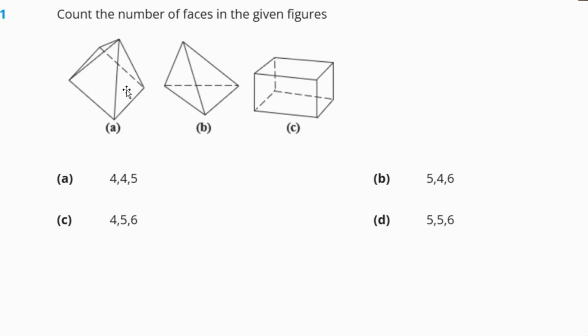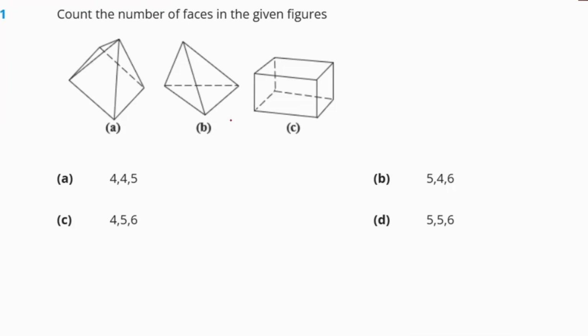In the first picture, A, it is a pyramid. In the pyramid, it has four triangular faces and one base. The base is rectangular or square. Okay, it is a rectangle here. So there are four triangular faces plus one rectangular base face, so in total there are five faces in the first picture.